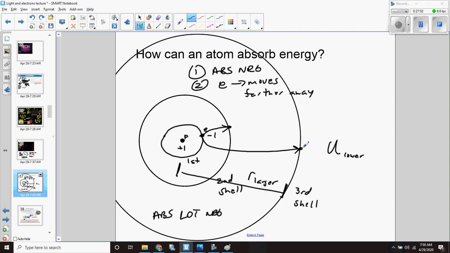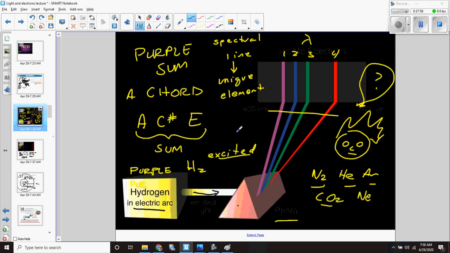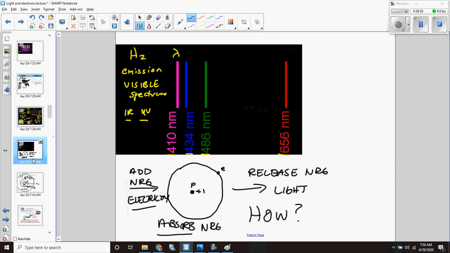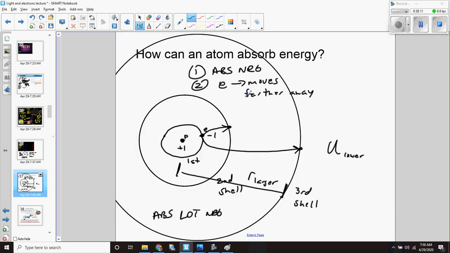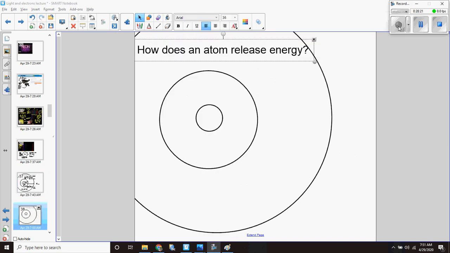Electrons don't stay here forever. You remember the second part of our problem that we came up with before. Atoms basically have to absorb energy, and then they have to release the energy. So this is the first part: atoms absorb energy by electrons moving farther away. But where does the light come from? Here's the next part. How does an atom release energy?